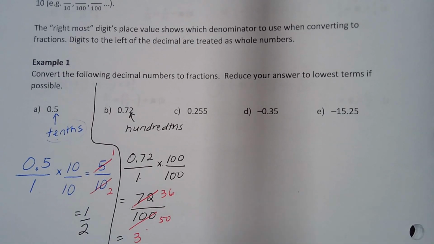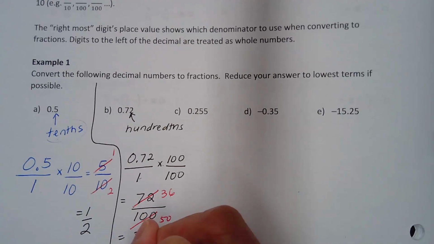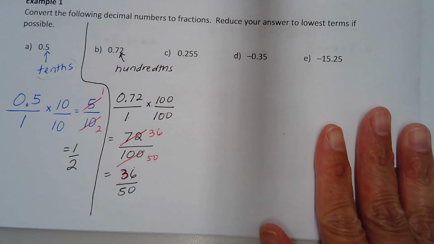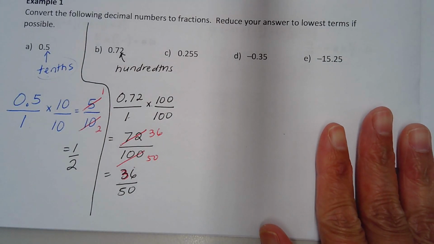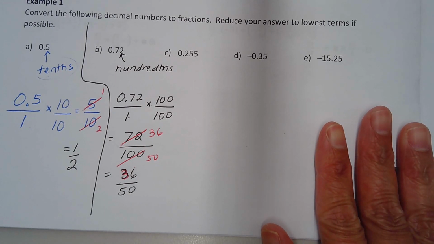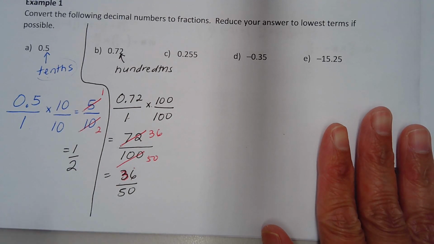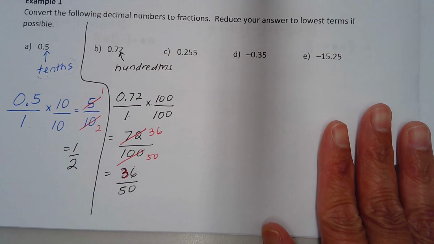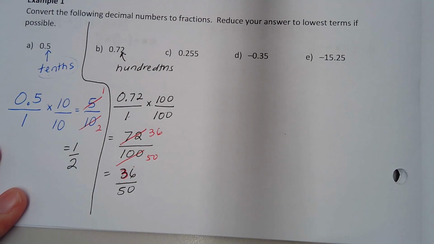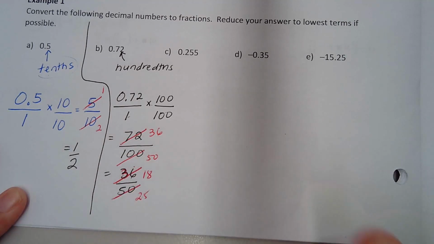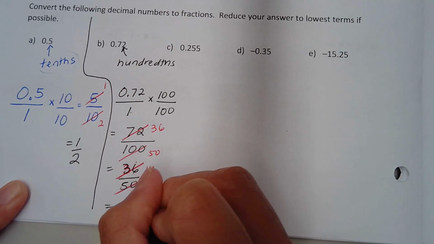Can I go on further, or is that it? 18 over... And how did you manage to do that? I divided 72 by 4. By 4, okay. So you could go directly to dividing it by 4, or you can divide by 2 and realize, oh, I could still go on a little bit more. Divide it by 2 again, so that becomes what? 18 over 25. And the answer is 18 over 25.